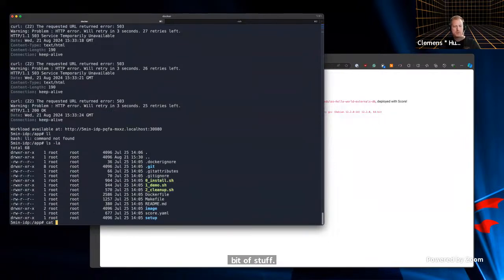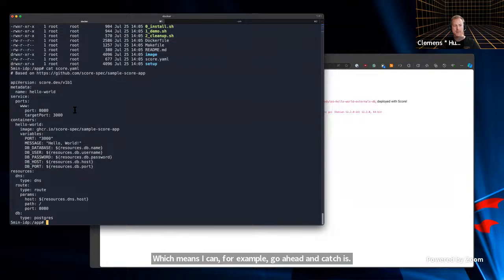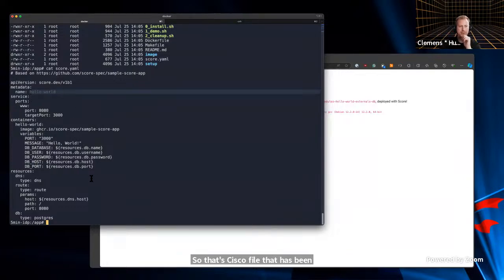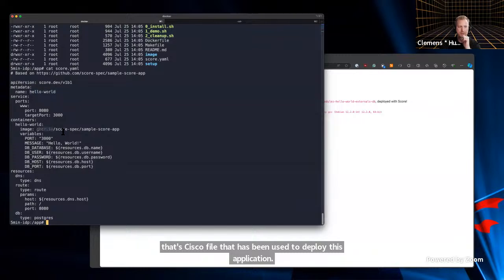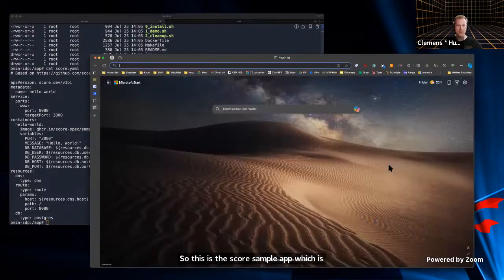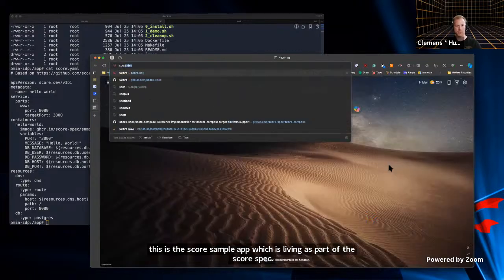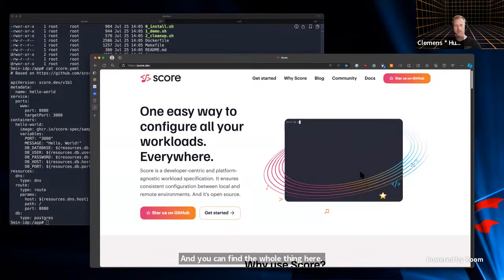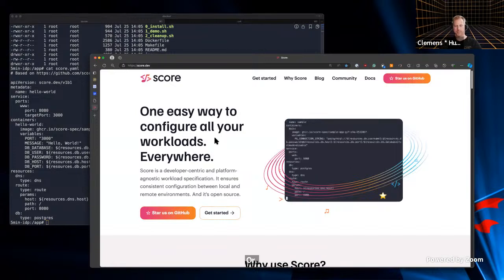Which means I can, for example, go ahead and get this score file to you. So that's the score file that has been used to deploy this application. It's the Hello World application. And it is using exactly this image here. So this is the score sample app, which is living as part of the score spec. And you can find the whole thing here, score.dev. And this is the score specification's home.